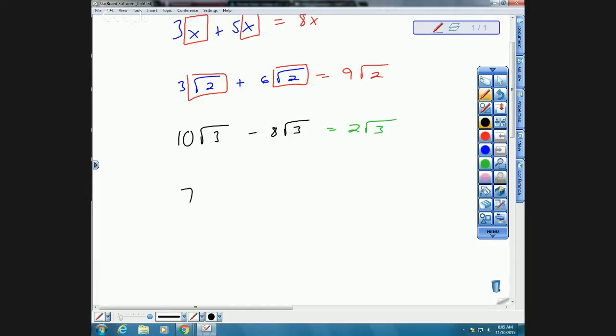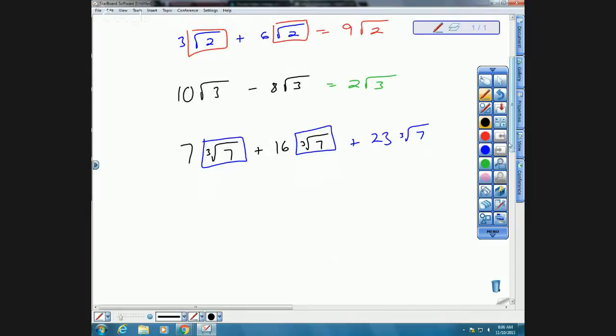So even if I have cube roots, these have to be exactly the same. It has to be the cube root of 7 and the cube root of 7. So I have 7 of these plus 16 of these. That would be 23 of these. So everything, the index and the number underneath, has to be the same for them to be able to be put together.